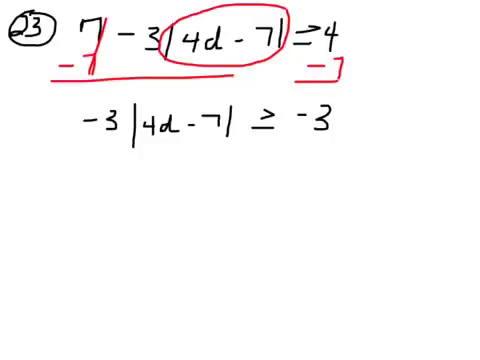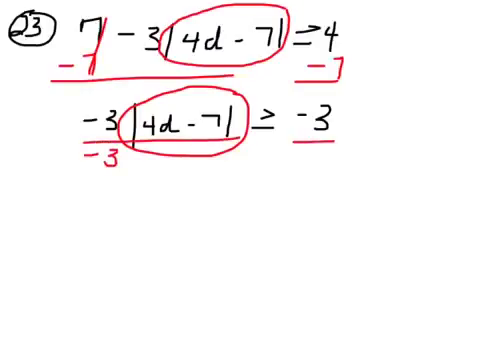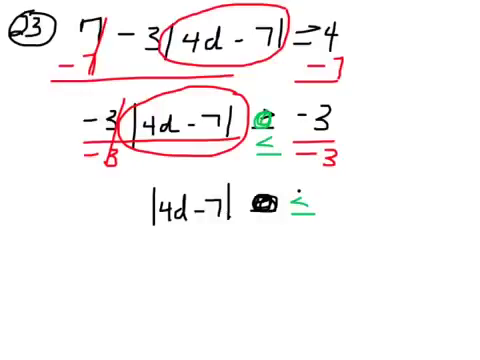Okay, I still want the absolute value by itself, and it's not quite there yet. It's multiplied by negative 3. So the opposite of multiplying by negative 3 would be dividing by negative 3. That cancels out over here and makes one absolute value of 4d minus 7. And then negative 3 divided by negative 3 is 1. But here's the problem. I just divided by a negative, right? So the minute I did it, I need to switch the direction of the inequality sign. It gets reversed when we divide or multiply by a negative.